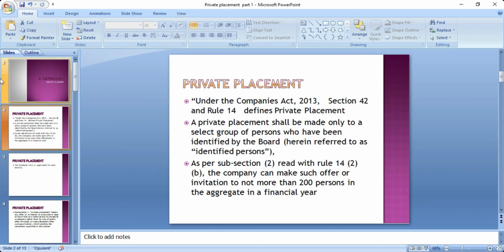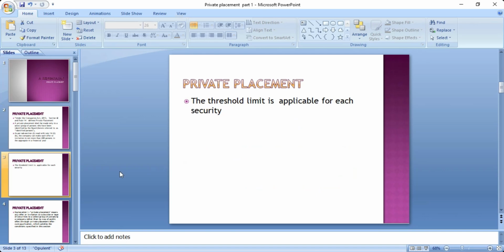This threshold limit is applicable to each security. Each security means if the company is providing equity shares, or debentures, or preference shares, each security has its own limit of 200. It can invite 200 persons for each.